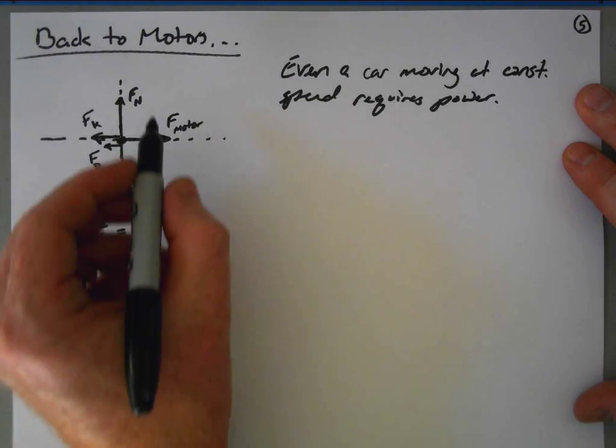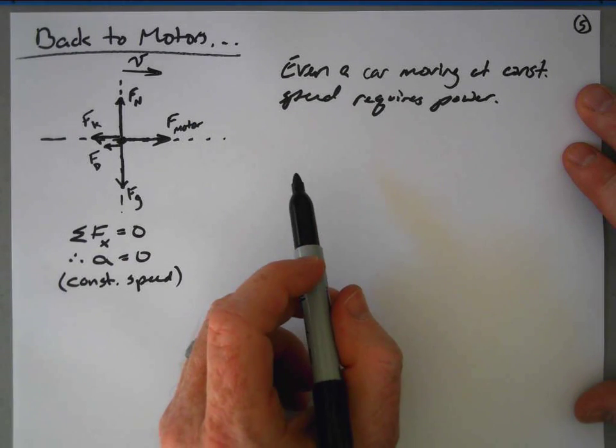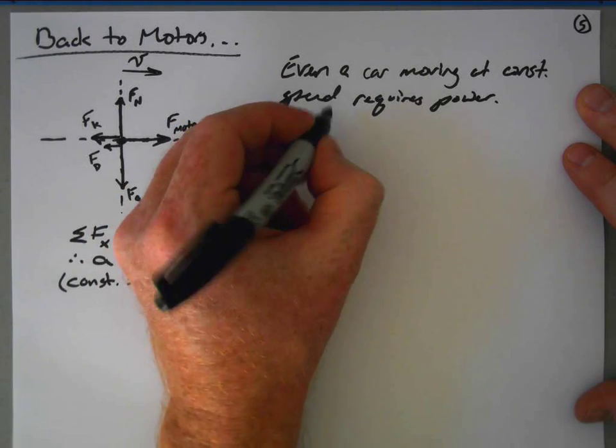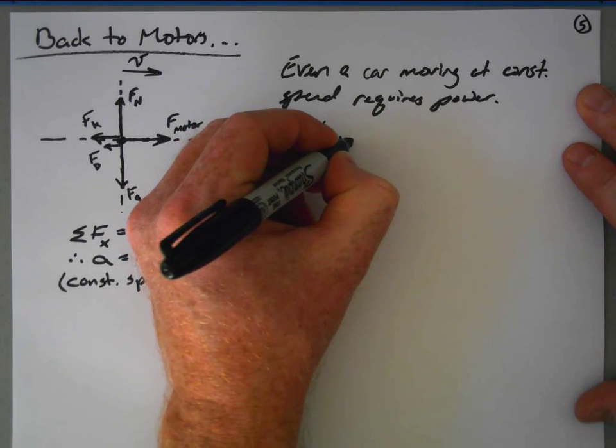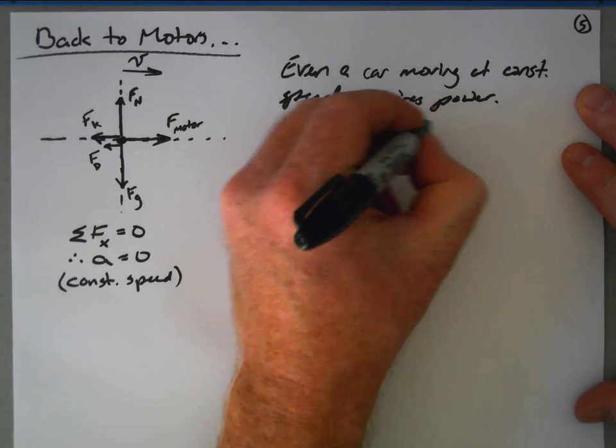Let's say our velocity is in the positive x direction as well. Okay, cool. So it's real simple that the work done by the motor is going to be the force of the motor multiplied by the distance traveled.